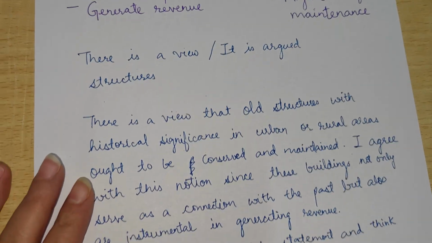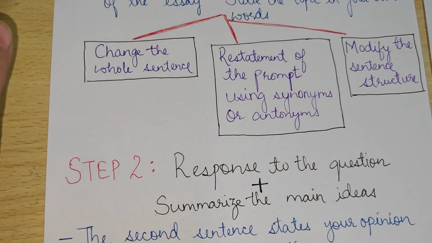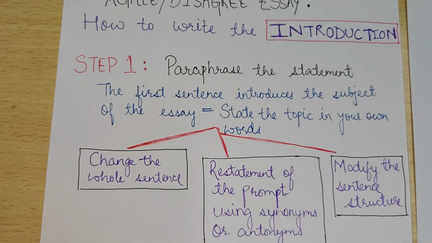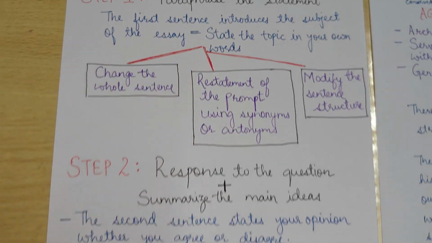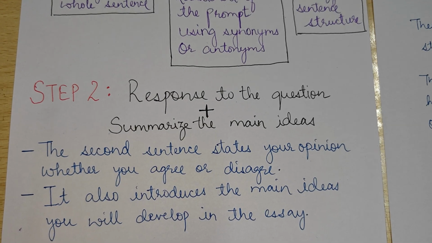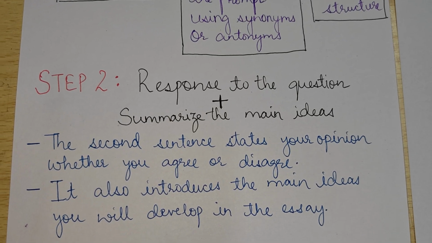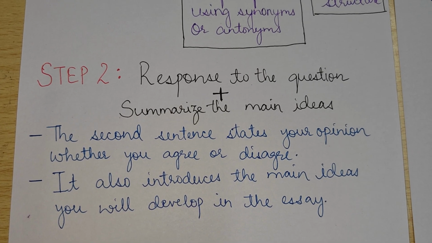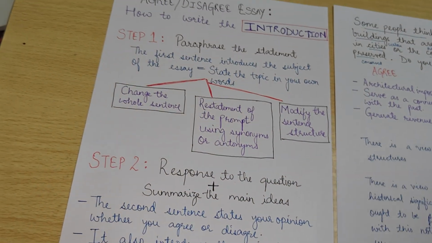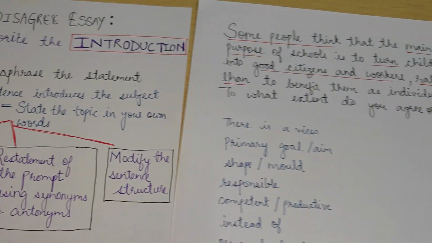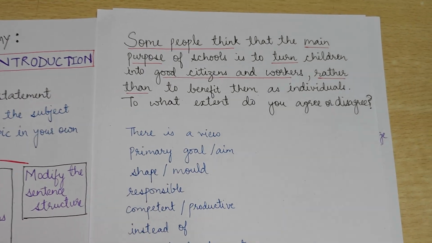So let's revise once again how to write the introduction for agree or disagree essay type. Okay, so we have step 1, we paraphrase the statement, right? We write the first sentence that introduces the subject of the essay in our own words. The second is response to the question. That is, we write that if we agree or disagree to this, and then we also introduce our main ideas that will serve as a map for our essay. Right. So now I'll be sharing with you one task that you can practice and see if you're able to use these two steps and frame your own introduction for agree or disagree essay.